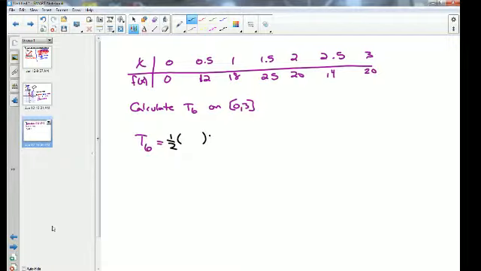Your trapezoid formula, right? What are the bases in this problem? 0 and 12. And then your height is 0.5. Can we do a quarter of 12? Can we factor out the quarter, and then just list them? If they're all the same, yes, you can.